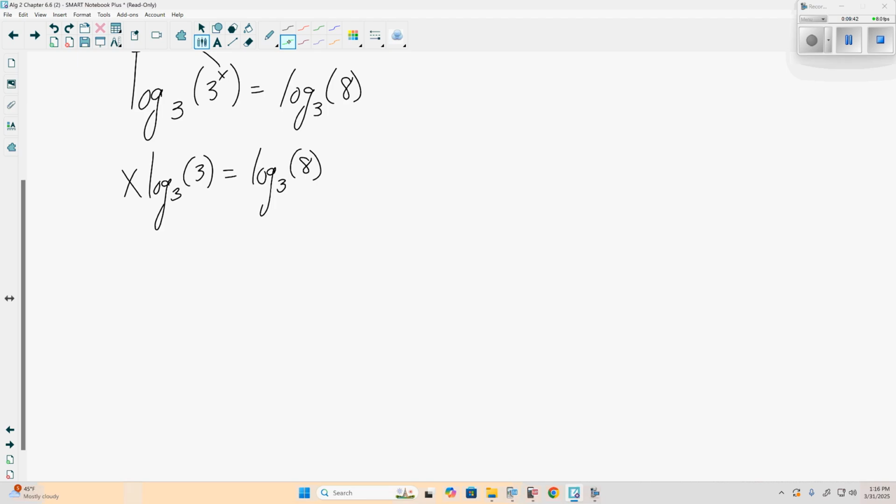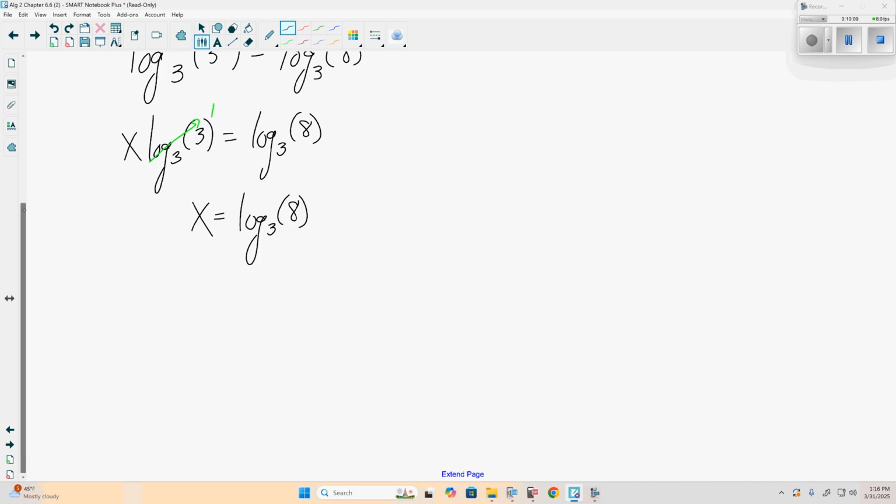Questions on this so far? Log base 3 of 3 is going to be what? 1. So that just tells us the left side is just x, and x is equal to log base 3 of 8. And that's it.